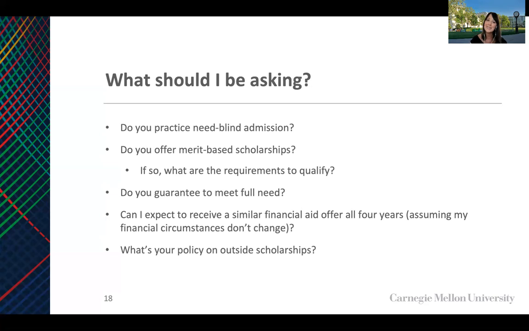You can change some of the data on the net price calculator to get an estimate as to what your financial aid offer or your need or your expected family contribution may look like in future years.